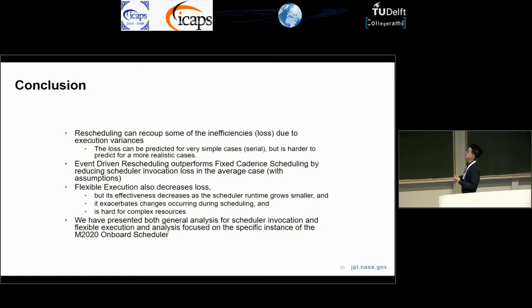And so in conclusion, we showed that rescheduling allows us to recoup some of the inefficiencies lost due to execution variances. We also showed that event-driven scheduling outperforms fixed cadence scheduling, especially in returning makespan gain. We also showed that flexible execution helps us reduce this loss, but it's quite complex because you have to deal with these complex resources, which we just chose to ignore and add this padding. You also have to deal with this inconsistent schedule that it can generate from pulling activities forward and moving it around while the scheduler is running.